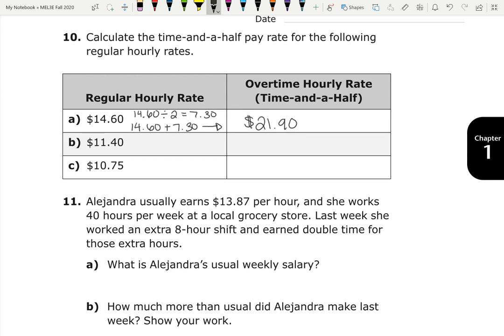Okay, I'm going to do the same for the next example. So $11.40, I'm going to divide it by 2. That's equal to $5.70. And then I'm going to add $5.70 to my $11.40. That's going to equal my new time and a half hourly pay. And finally, my $10.75 divided by 2. And that's equal to $5.38. And then I'm going to add that to $10.75.